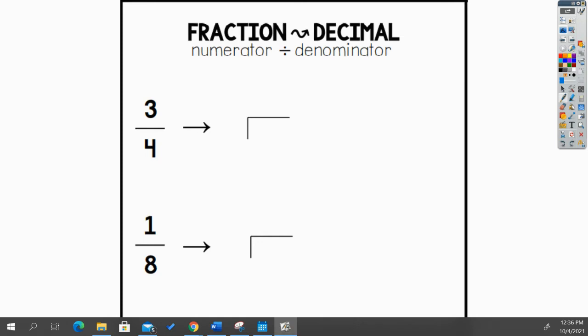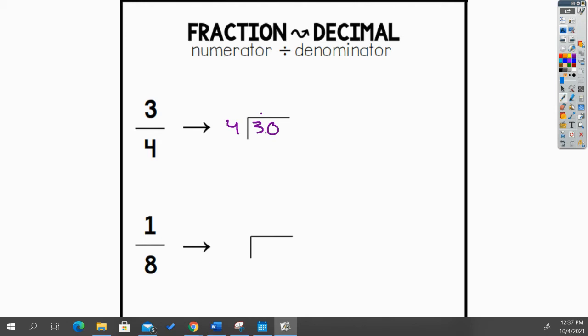So to do this, you're going to take your number that's up top and put it inside your long division. Put the number that's on the bottom on the outside. Now ask yourself, does 3 go into 4? No, it doesn't. So what we're going to do is we'll add a decimal here, and we'll add a decimal there, and make this a 30. Does 4 go into 30? 4 does go into 30.